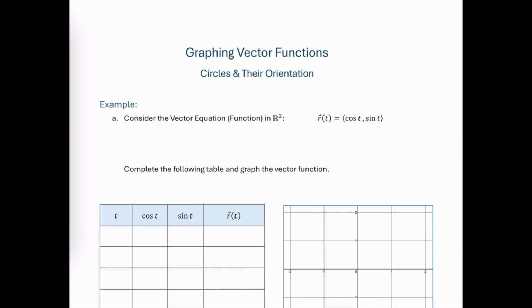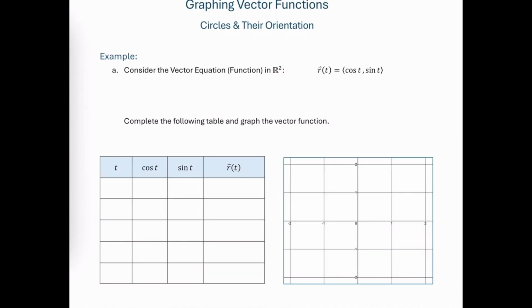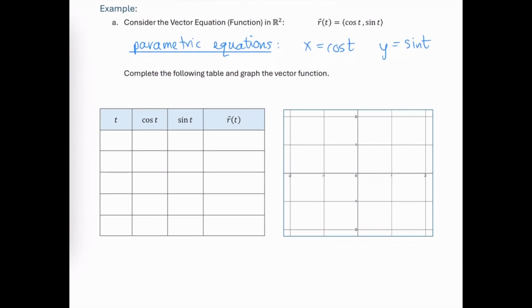In this video, we're graphing a few vector functions focusing on circles and how changing the vector function can affect their orientation. First, let's consider the vector function r of t is equal to <cos t, sin t>. So the parametric equations for this vector function would be that x is equal to cosine t and y is equal to sine t. If we were to remove the parameter, we would see that this is going to be representing a circle, and let's see that for just a moment.